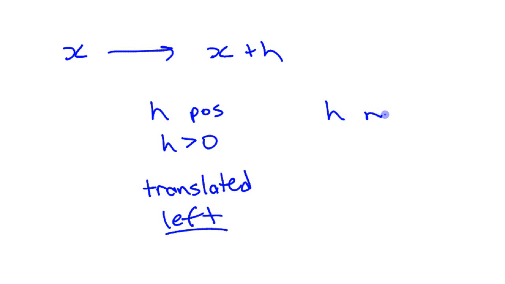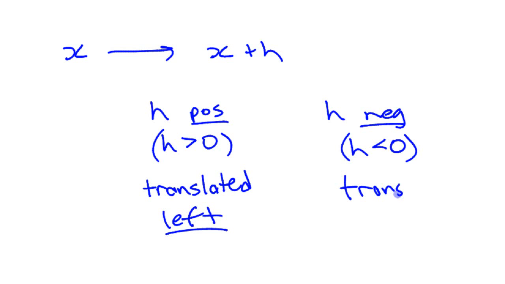If h is negative, in other words h is less than 0, it gets translated to the right. Again, it goes the opposite of what you think.